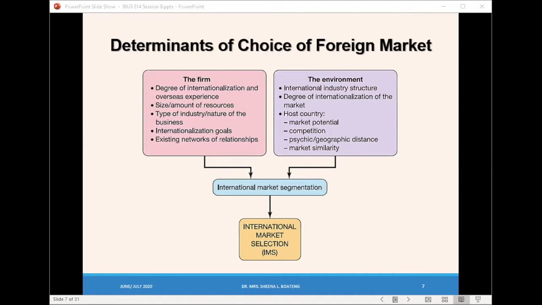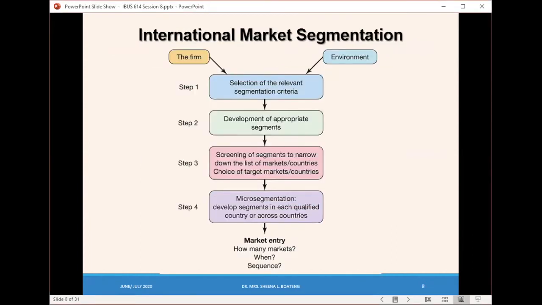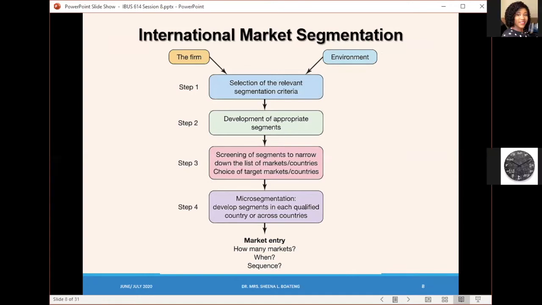All right. So in that case, let's go into international market segmentation. With international market segmentation, there are four main steps involved. Once you are able to determine the firm characteristics and the environmental characteristics, you need to go through these stages to be able to segment the market to identify which ones you're actually interested in pursuing as a global marketer. So step one involves the selection of the relevant segmentation criteria that you are going to use, knowing your characteristics as a firm and the characteristics of the environment that you are operating in, the environment in the host country.